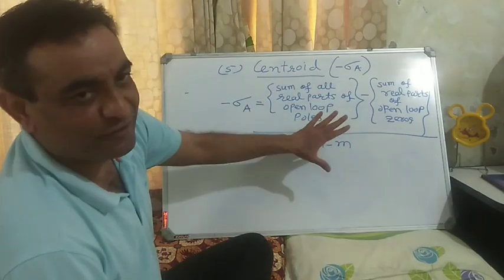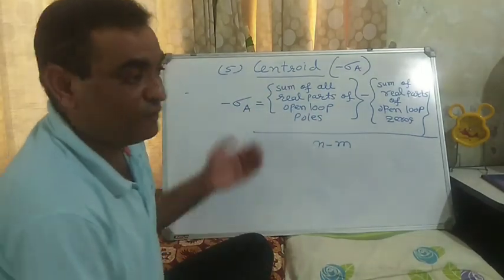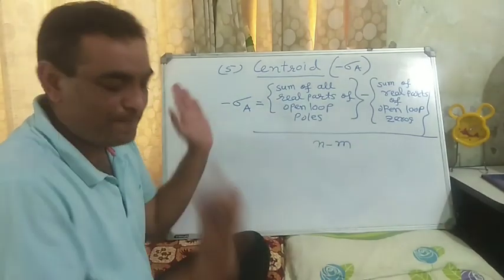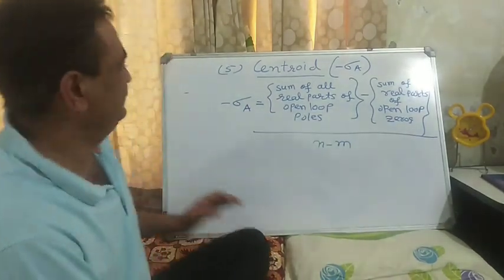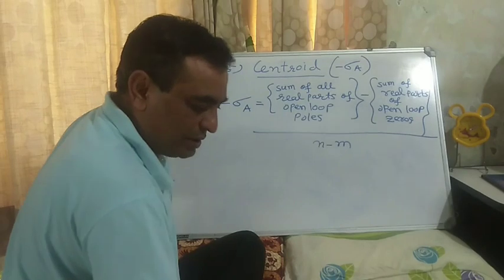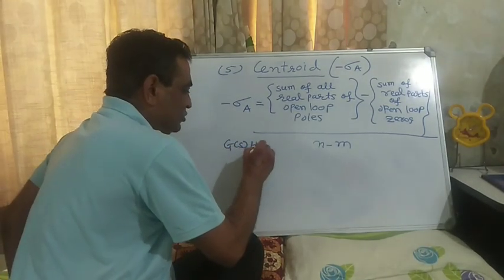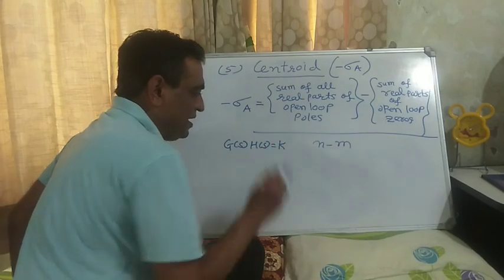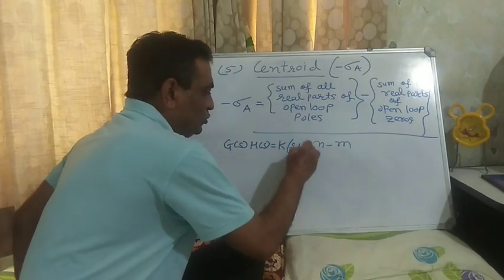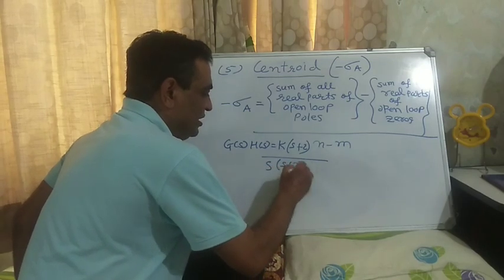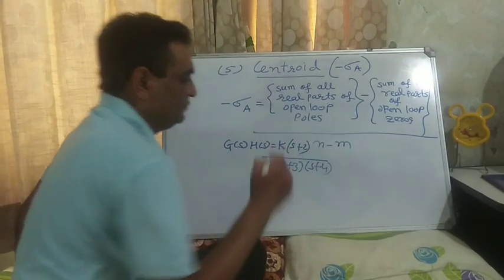So if you apply this formula, you will get a centroid. Once the centroid is obtained, you can apply the angle of asymptotes to sketch the different asymptotes. Now let me take an example. Let's say G(s)H(s) is given by K(s + 2) upon s(s + 3)(s + 4).